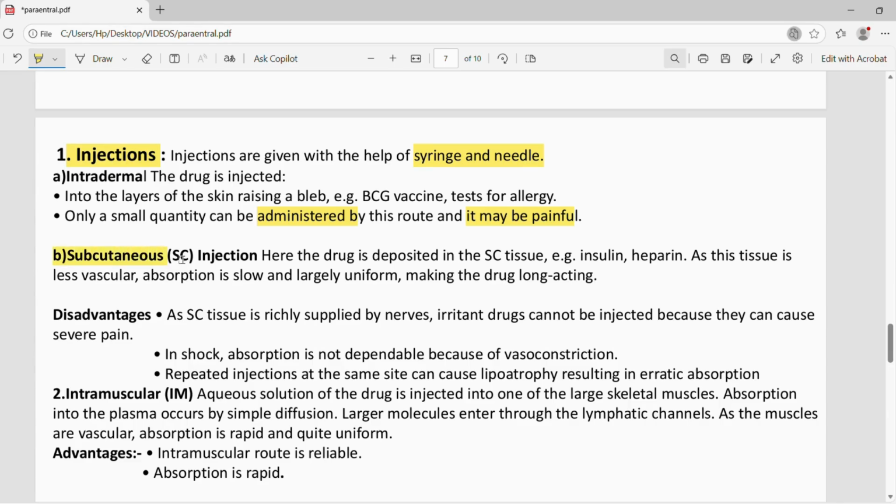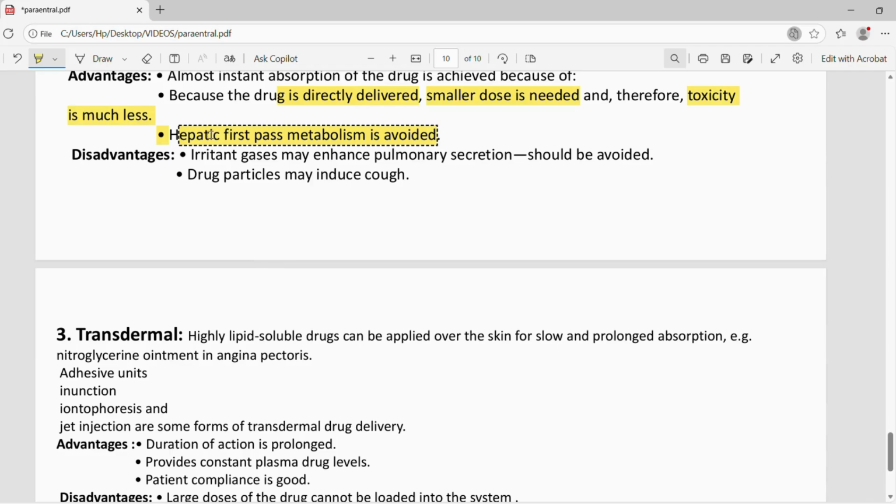Now next is subcutaneous injection. Here the drug is deposited in the subcutaneous tissue. Example insulin, heparin. Subcutaneous tissue means just below the skin. As the tissue is less vascular, absorption is slow and uniform, making the drug long acting. Here hepatic first pass metabolism, that is metabolism in the liver, can be avoided.